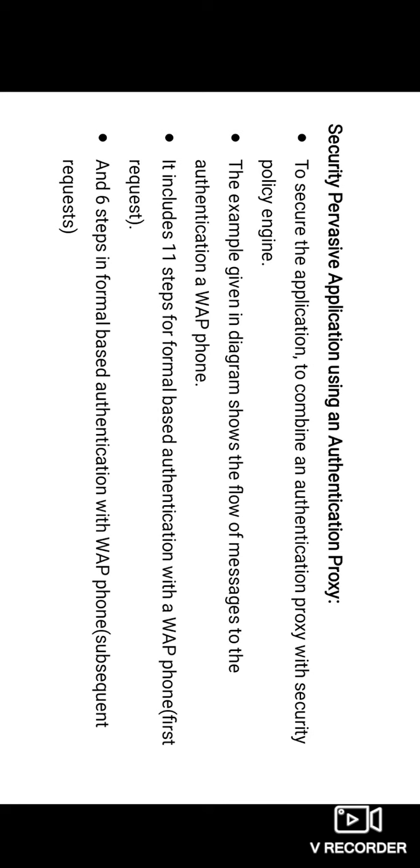Next we are going to see about the authentication proxy. How can the web application give security to the pervasive devices using some approaches? The first one is authentication proxies. This authentication proxy supports two requests: the first request and the subsequent request. Using form-based authentication with a WAP phone, they can give security to the devices.